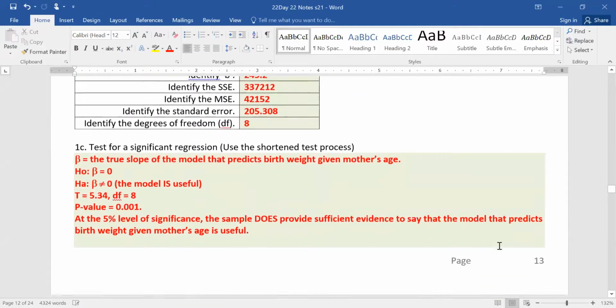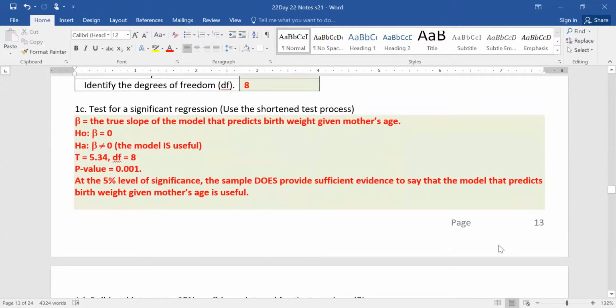All right, so my test write-up. So beta is the population slope of the model that predicts birth weight given mother's age. So it's like a really quick write-up. My null is beta is equal to 0. HA beta is not equal to 0.